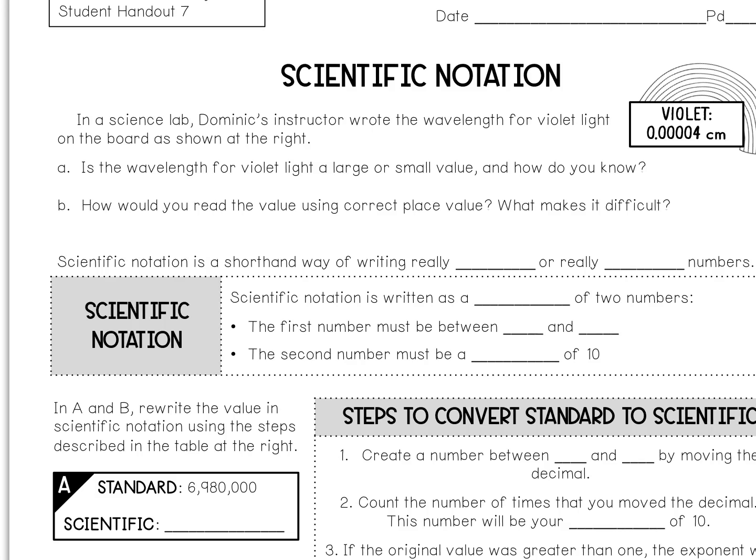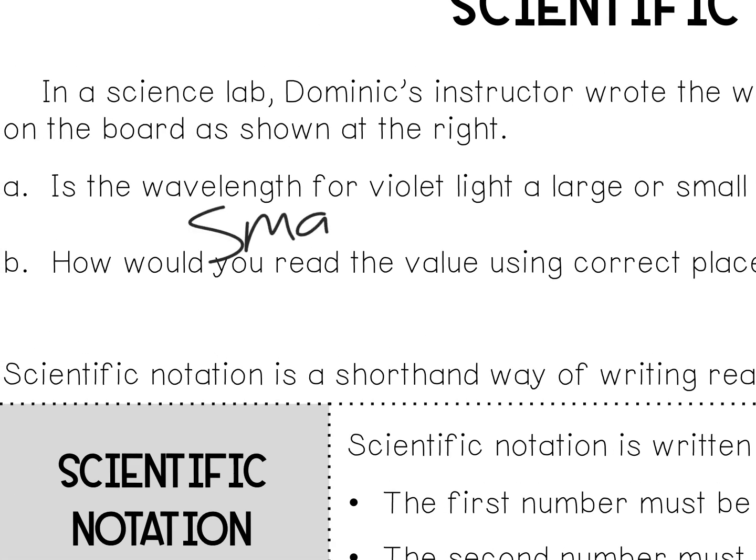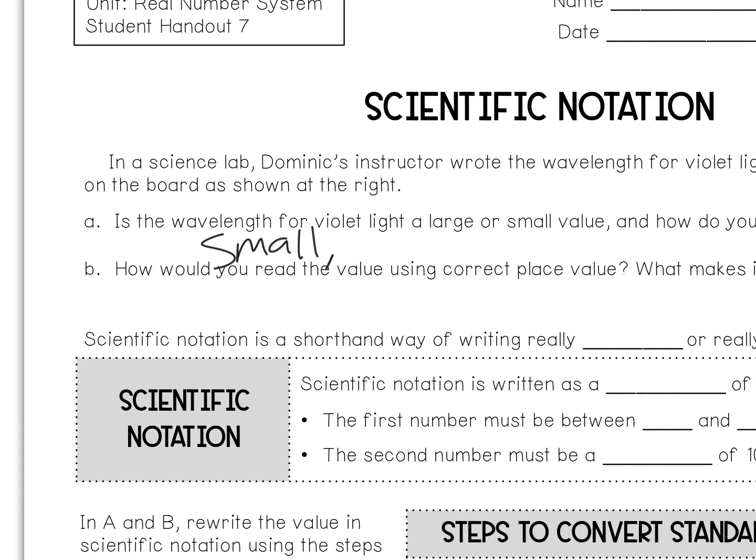In a science lab, Dominic's instructor wrote the wavelength for violet light on the board. So this thing over here, that is the wavelength for violet light. Is the wavelength a large or small value? How do you know? Okay, Landon says that it's a small value. Okay, but why?